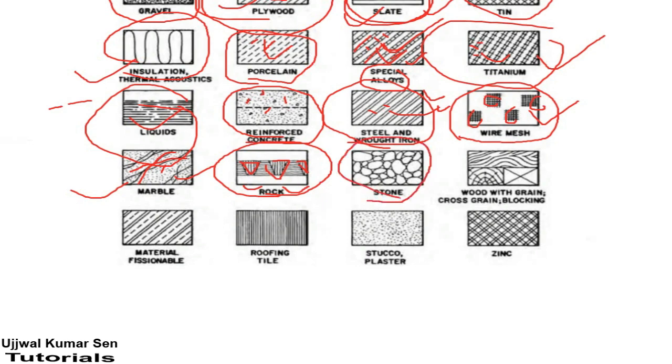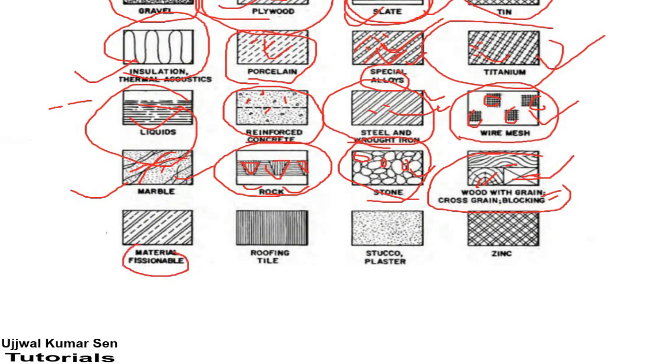This one is a stone. Stone is quite good. I mean, it looks like a stone, right? So you will not get confused in this. This one is for wood with grain, cross grain and blocking. So this is wood, the grain and cross grain and blocking, you can say, right? Wood with grain, cross grain and blocking. So there are three symbols basically, you can see here.